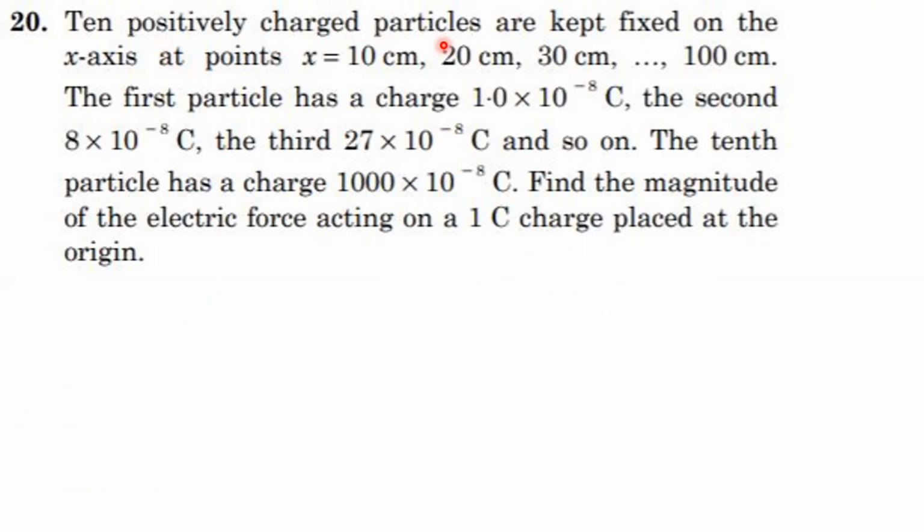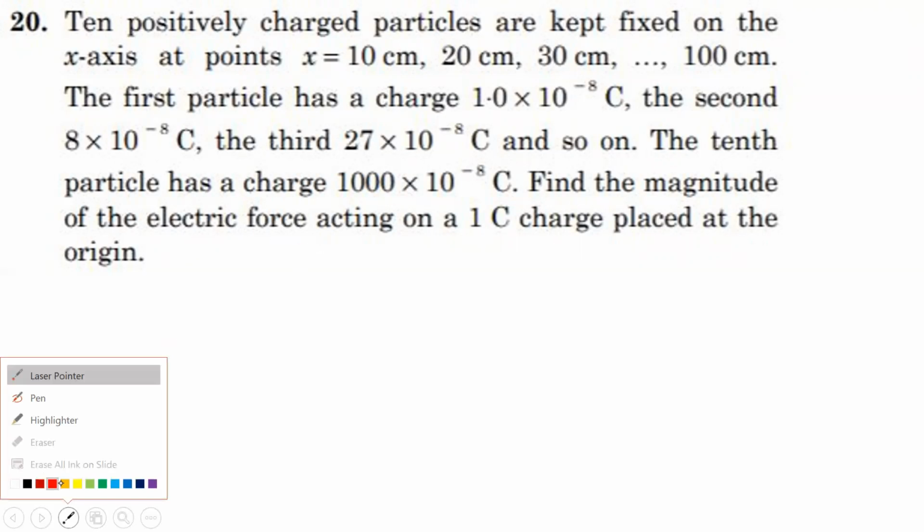10 positively charged particles are kept fixed on the x-axis at points x equal to 10 centimeter, 20 centimeter, 30 centimeter, and so on up to 100 centimeter. The first particle has a charge 10^-8 coulomb, the second particle 8 × 10^-8, the third is 27 × 10^-8, and so on. The 10th particle is 1000 × 10^-8. Find the magnitude of the electric force on a 1 coulomb charge placed at the origin. Now let us solve this problem.